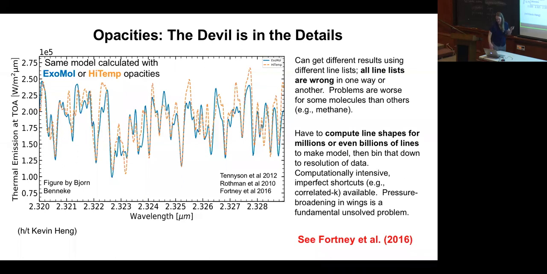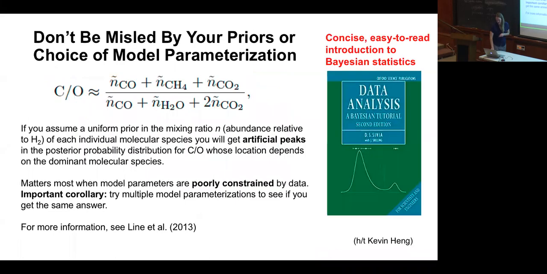You also have to bin down your spectra to lower resolution in a way that makes sense, and this is a big computational problem. When your model is poorly constrained by your data, your posterior distribution primarily reflects your priors. If you thought you chose an uninformed prior, sometimes, by your choice of prior, you can create artificial peaks in your distribution. This is just one example, which is documented in Mike Line's paper, where you can create an artificial peak in your distribution of carbon to oxygen ratio, which has nothing to do with the data. It's just created by the way you set up your model.